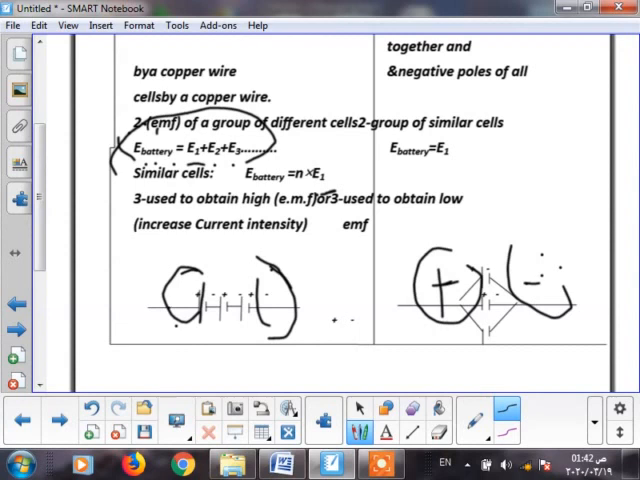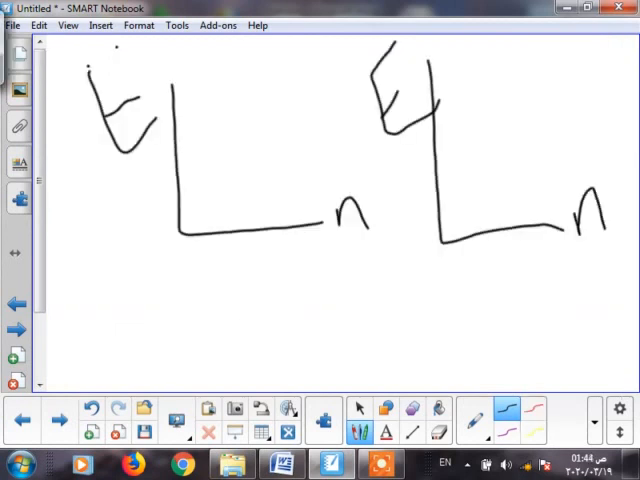So it's equal E for any cell. So if we want to get low electromotive force, we can connect the dry cells by parallel connection. If we want to draw a graph of the relation between the number of cells and the electromotive force for dry cells connected in series, by increasing the number, electromotive force will increase, so it's a direct relation. What about in case of parallel? By increasing the number, electromotive force is constant because it's equal E1 for each one.